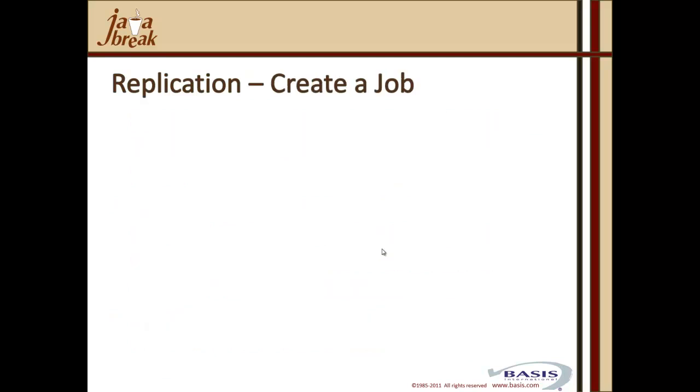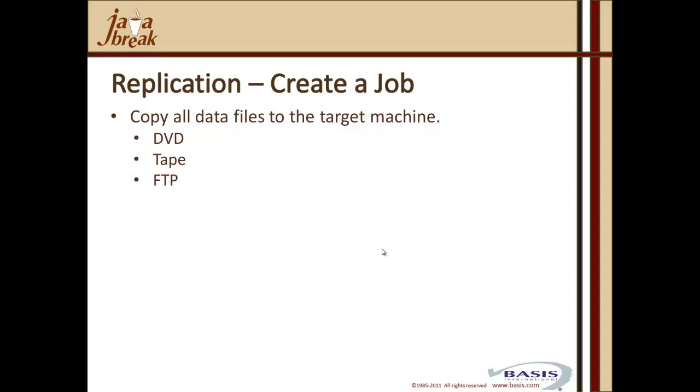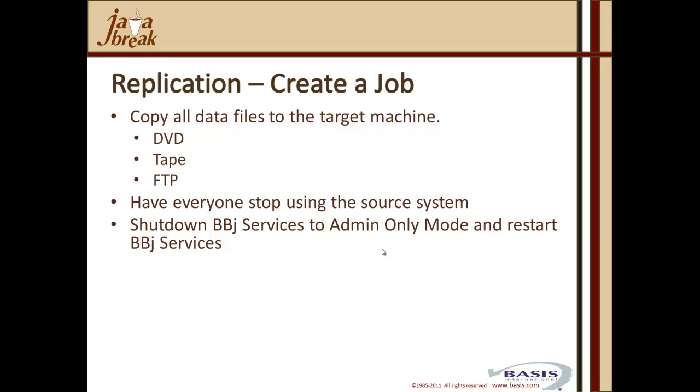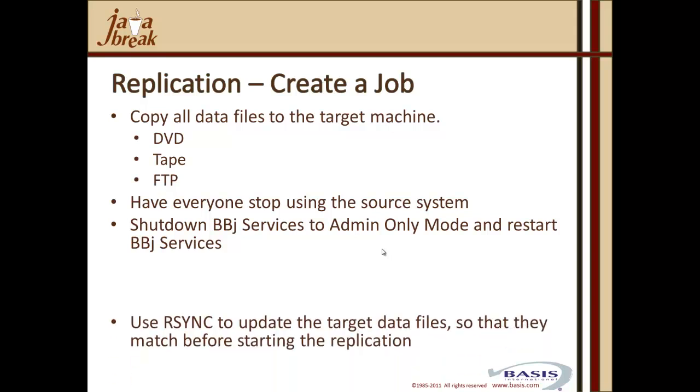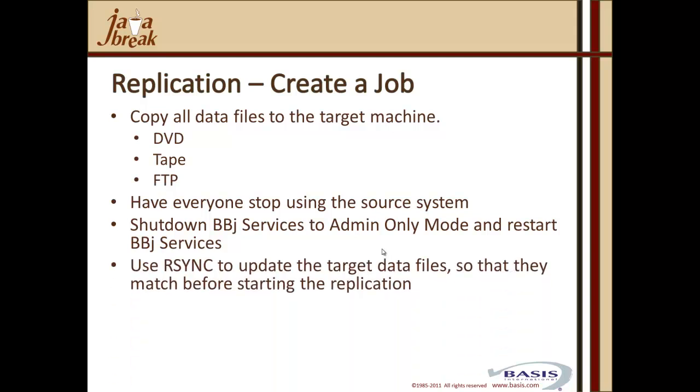Let's look at the process of creating a job. Firstly, we recommend you copy all data files to the target machine up front. Either do it via DVD, tape, or FTP. Have everyone stop using the source system, and then shut down BBJ services to admin-only mode and restart BBJ services. You would use rsync to update the target data files so that they match before starting the replication. Any changes that took place after you created this copy to DVD, tape, or FTP would need to be rsynced to those target data files to capture all the changes since the initial write to DVD, tape, or FTP.